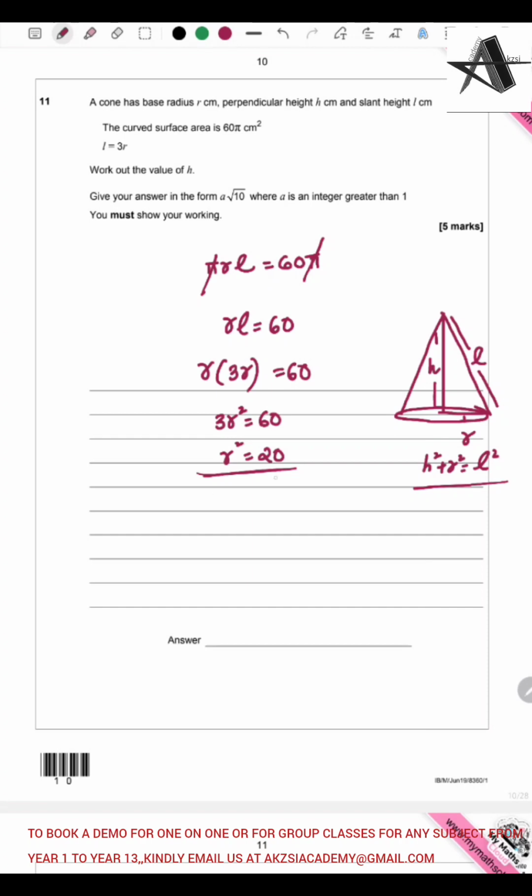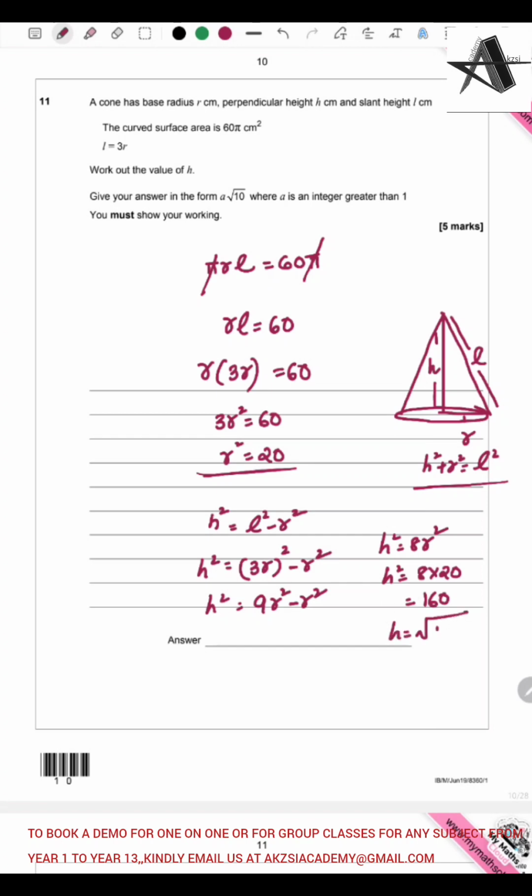So I can isolate h, so h squared will become l squared minus r squared. In place of l, I can write 3r, so 3r whole squared minus r squared. This is 9r squared minus r squared, and h squared equals 8r squared. Now r squared is given as 20, so I just need to put 20 here. So h squared is equal to 8 times 20, which will give you 160. So h is finally root 160. This can be written as 4 root 10.